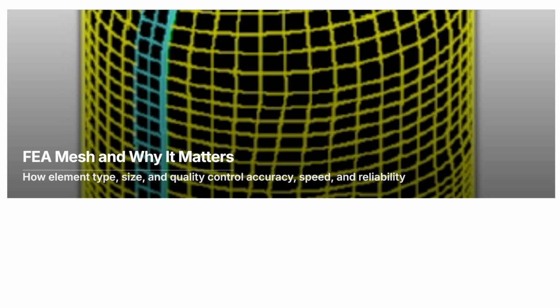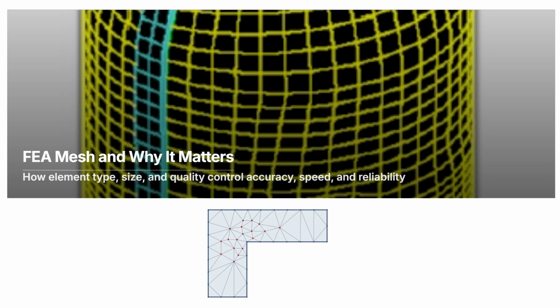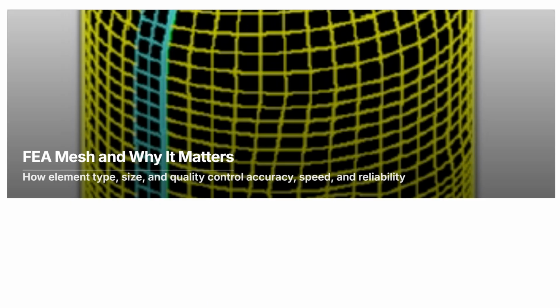Hello everyone. In any finite element analysis, the mesh is one of the most important parts of the simulation setup, right? A mesh is not just a pattern on the geometry, it directly controls how the software breaks down a real engineering problem into smaller mathematical pieces. If the mesh is chosen properly, the result becomes more accurate, stable, and meaningful. But if the mesh is poor, even a perfectly defined load or boundary condition can give misleading results.